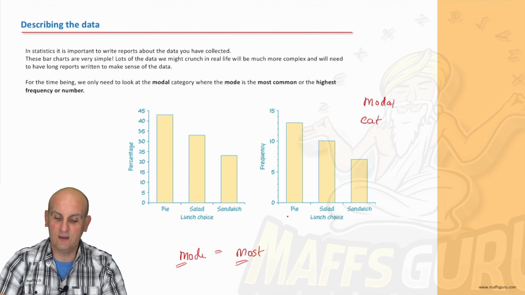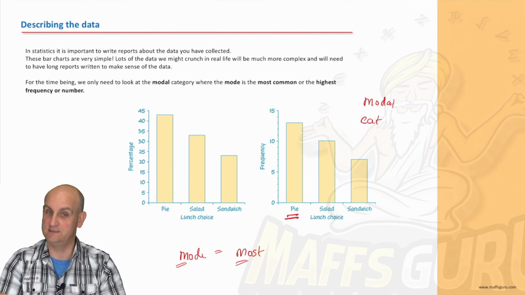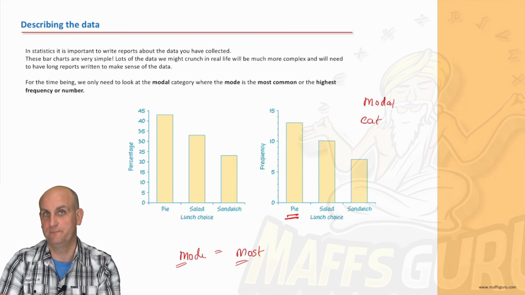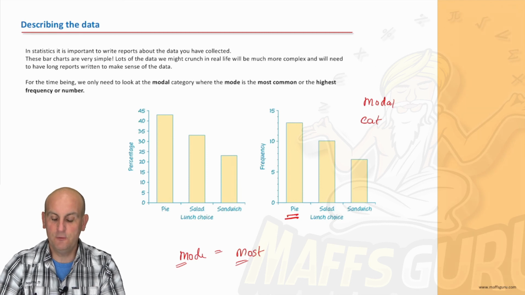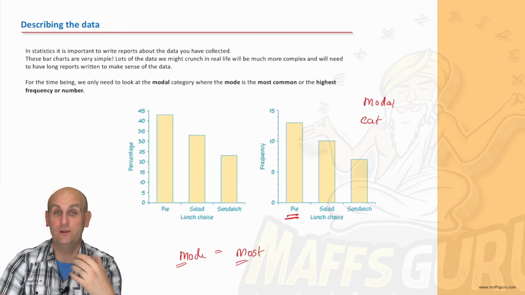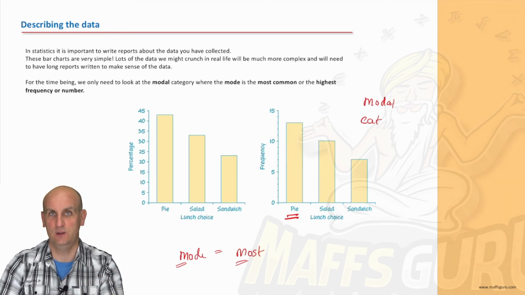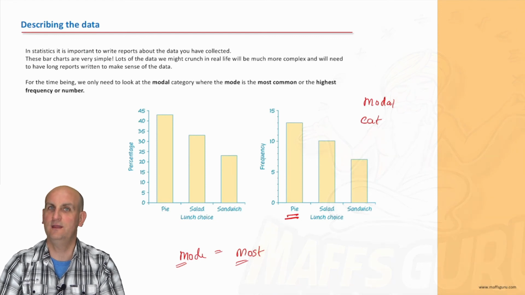When it says modal category, we would say in this situation the modal category is pies. But you don't just say pies. You would say the modal category is pies with a frequency of 13, for example. You must put the value of the frequency as well. When you're writing this, it's so, so important. A lot more on this coming, but I think we'll call it a day for this video.